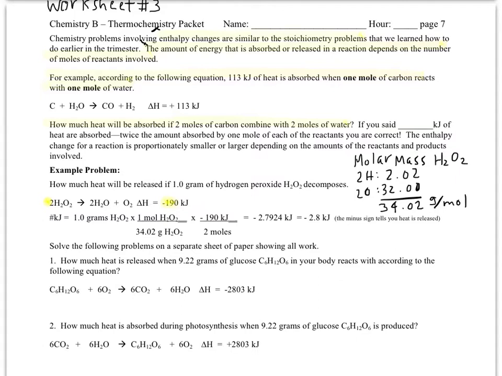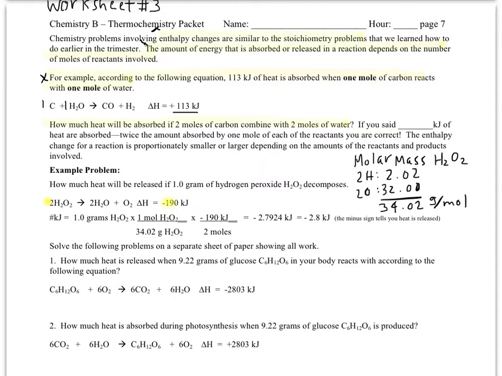So if we look at an example, in the following equation, they're showing 1 mole of carbon reacting with 1 mole of water, because remember the coefficients in front tell us the number of moles, so there's no coefficients here, we assume that they're 1. And it's saying that 113 kilojoules of heat are absorbed. The positive sign means absorbed. If it was a negative sign, then it would mean that the heat was released.